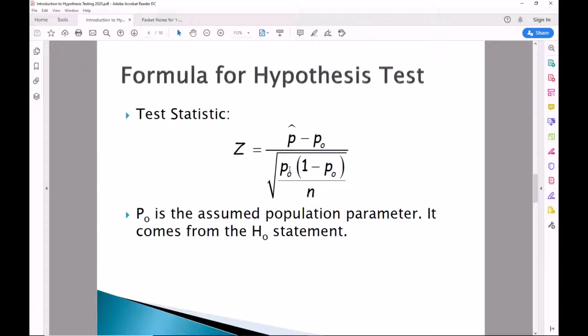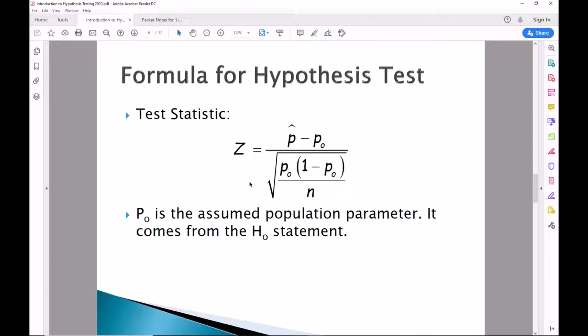All right, if H0 is supposed to be considered true, of course we're going to test it, but if the claim is considered true in any way, shape, or form, why would we want to put a p hat value here like we did for confidence intervals? Just take what you have in your H0 statement and use that for p. Okay? So p naught is the assumed population parameter. It comes from the H0 statement.